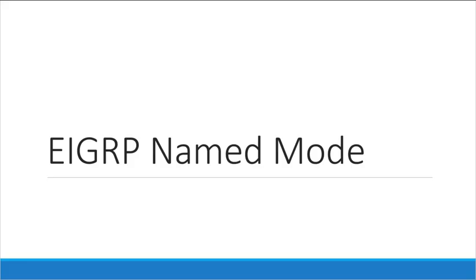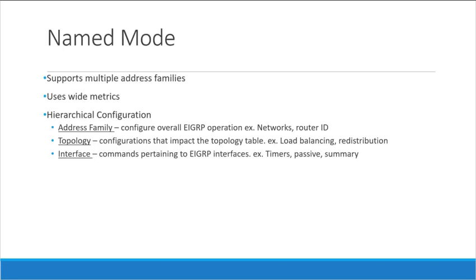Hey everyone, in this video I'm going to discuss and configure EIGRP named mode. In a previous one we looked at classic mode, and here we're going to look at named mode. One of the biggest differences is not only does it, of course, support all of the existing EIGRP features, it also supports multiple address families. So instead of having a process for IPv4 EIGRP running and another process for IPv6 EIGRP, we're going to be able to have one process for both IPv4 and IPv6 in our named mode configuration.